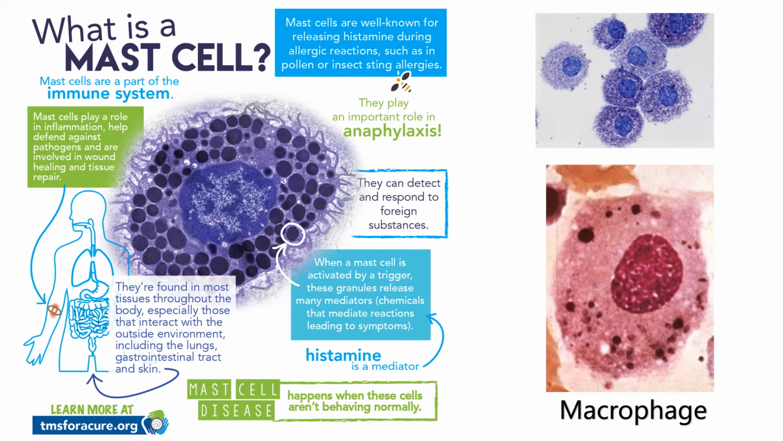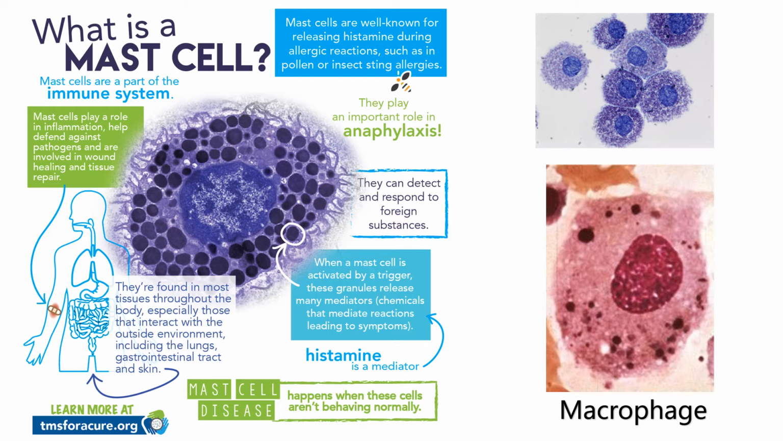So mast cells are part of the immune system, and they play a role in inflammation. They help defend against pathogens and are involved in wound healing and tissue repair. They are found in most tissues throughout the body, especially those that interact with the outside environment, including the lungs, gastrointestinal tract, and the skin. So the mast cells are well known for releasing histamine during allergic reactions such as pollen or insect sting allergies. They play an important role in anaphylaxis.